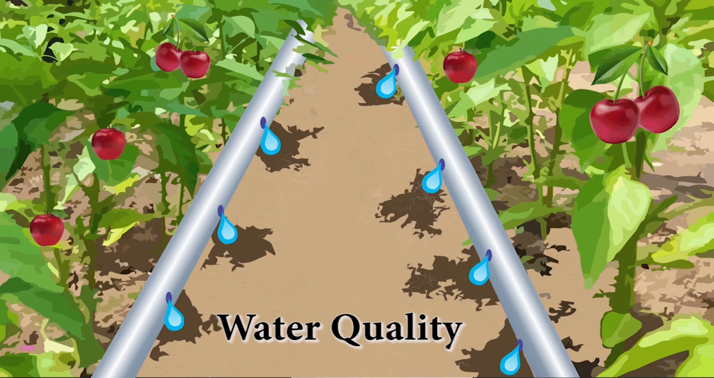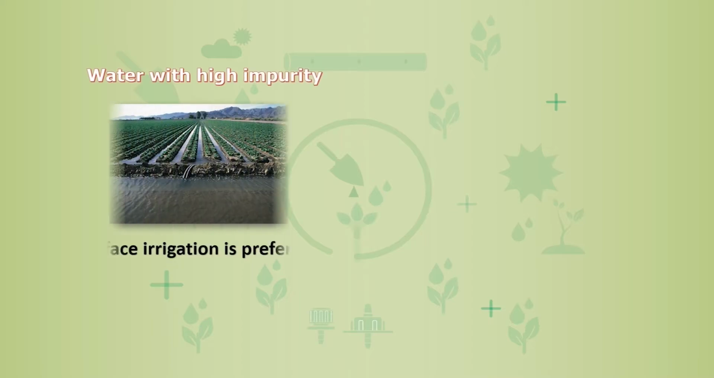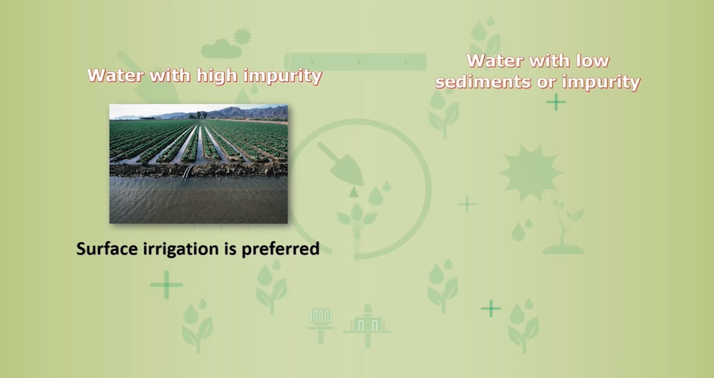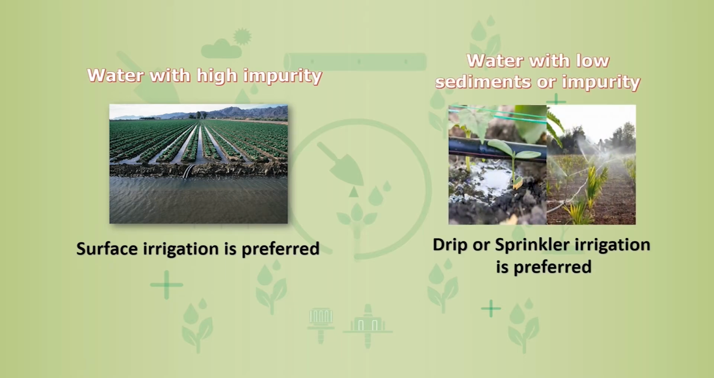Now let's see the fourth factor, that is water quality. Surface irrigation is preferred if the irrigation water contains sediments. Sediments may clog the drip or sprinkler irrigation system, and that is why we generally don't use water of low quality or containing lots of sediments.